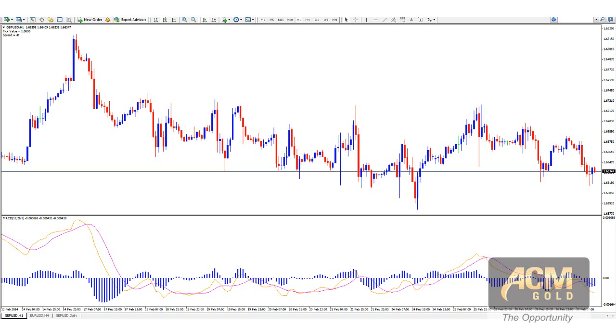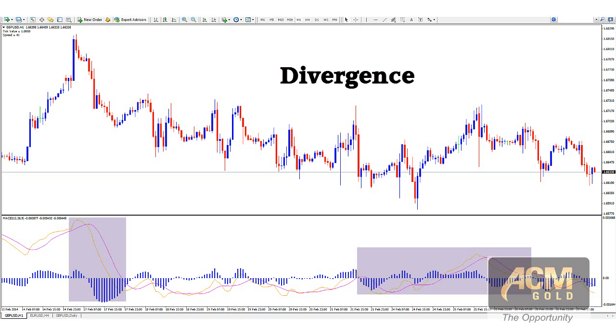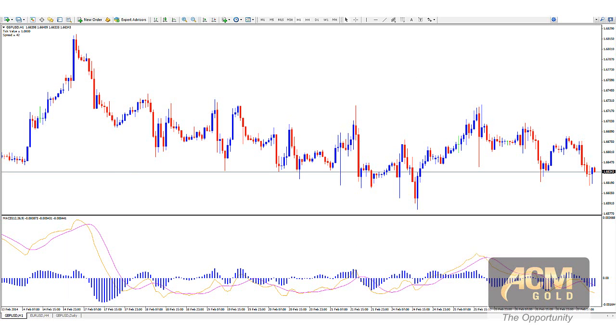The histogram simply plots the difference between the fast and slow moving average. If you look at our original chart, you can see that as the two moving averages separate, the histogram gets bigger. This is called divergence because the faster moving average is diverging or moving away from the slower moving average. As the moving averages get closer to each other, the histogram gets smaller. This is called convergence because the faster moving average is converging or getting closer to the slower moving average.